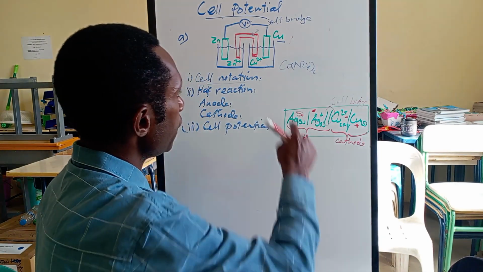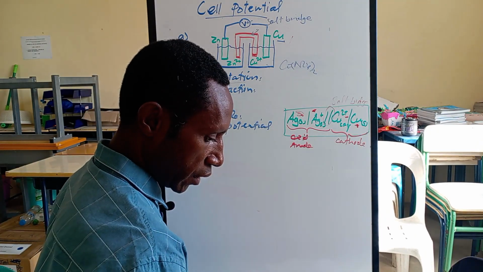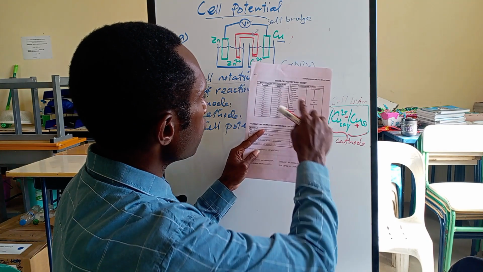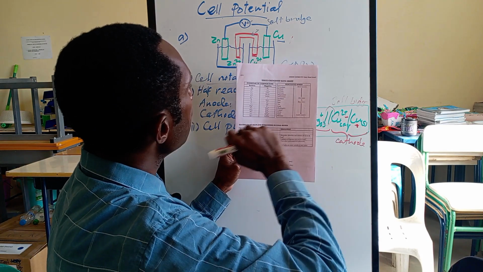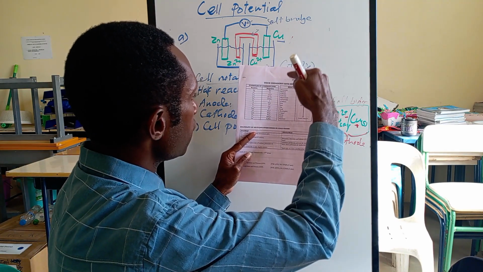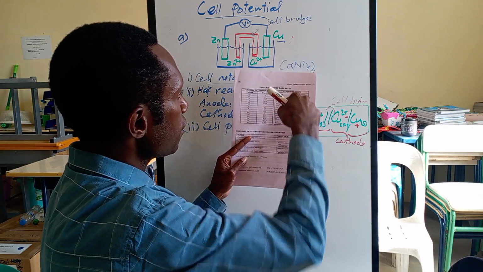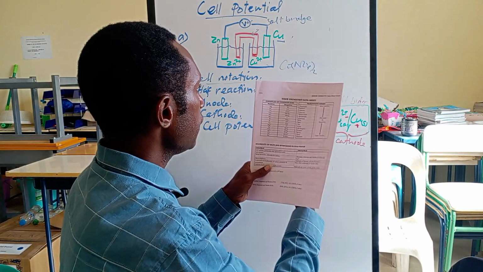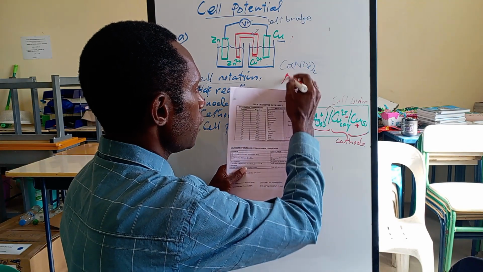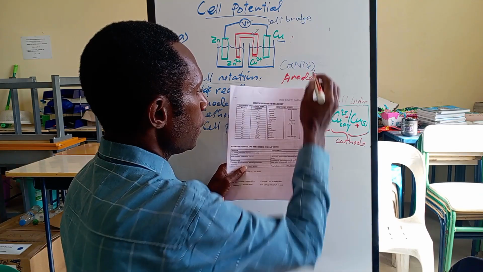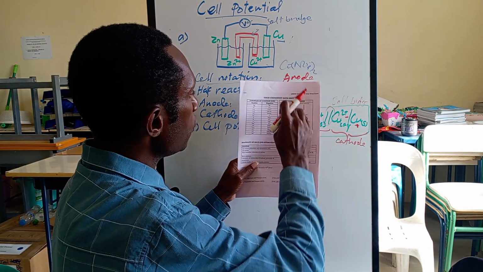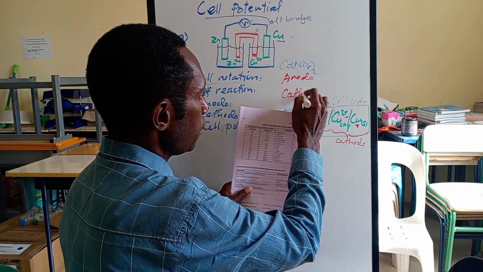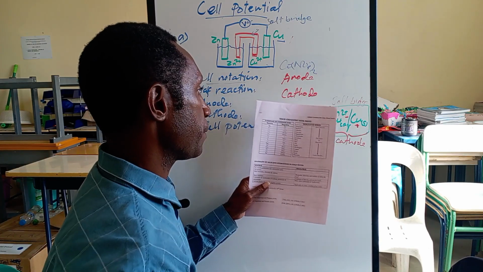But how do we identify the one that will be the anode and the one that will be the cathode? That's why you're going to use the periodic table and look at your reactivity series. The element that is the most reactive, the one that is higher in the reactivity series, will be the one that oxidizes, or we say it will be the anode. And the one that is least reactive, or below, is the one that will undergo reduction at the cathode.